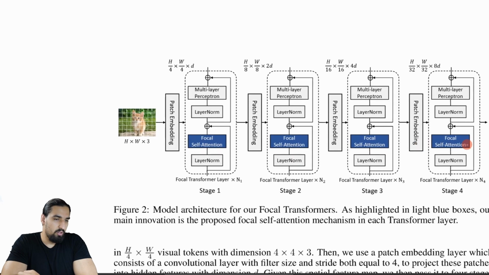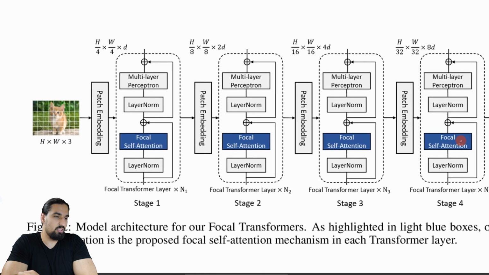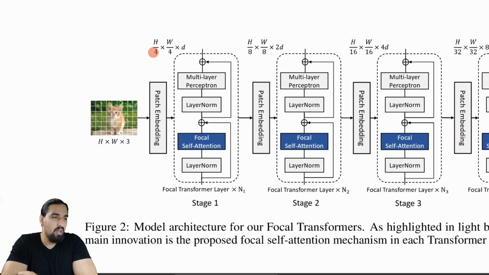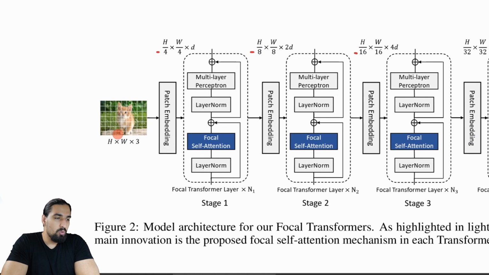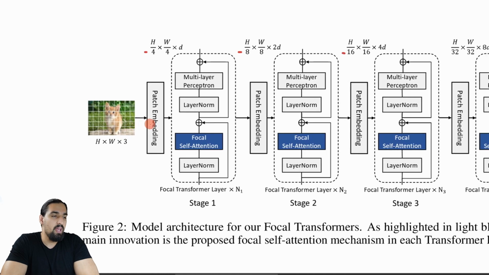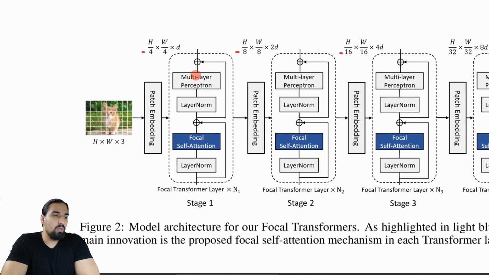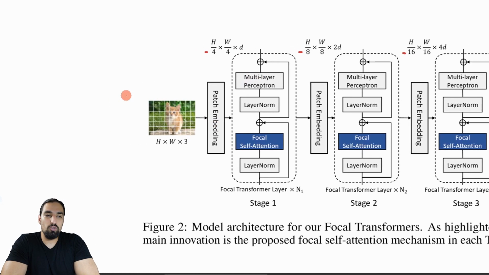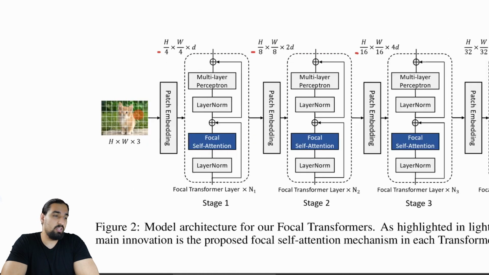So if we focus here, the main difference you'll notice between this architecture and the vision transformer are these parts here. So these denominators. As I told you, in order to parse this image with a transformer, we'll need to create patches, right? So we have this patch embedding layer. The difference between the vision transformer and this focal transformer is the following.